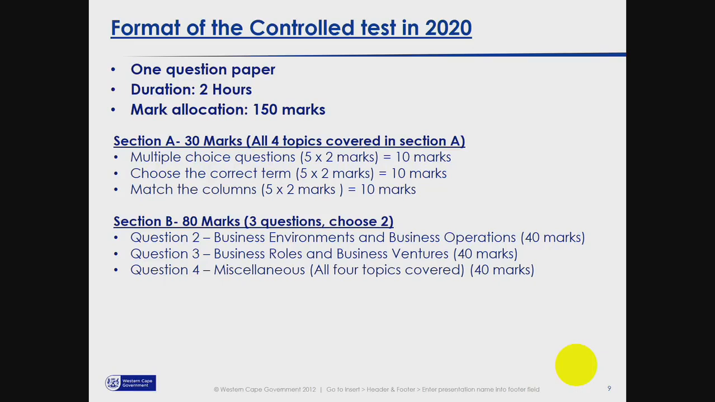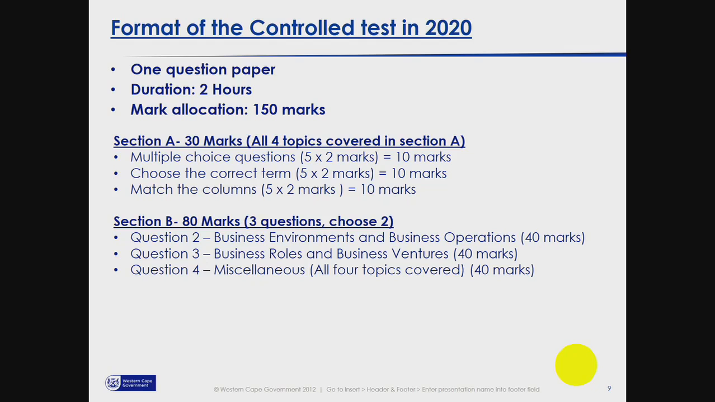So very similar to the format of the normal exam paper, but it's important that you understand what the difference is now. So in section B, 3 questions, you only answer 2 of the questions. Now with question 2, the content will come from business environments and business operations. So there are 2 main topics that will be examined in question 2, business environments and business operations.